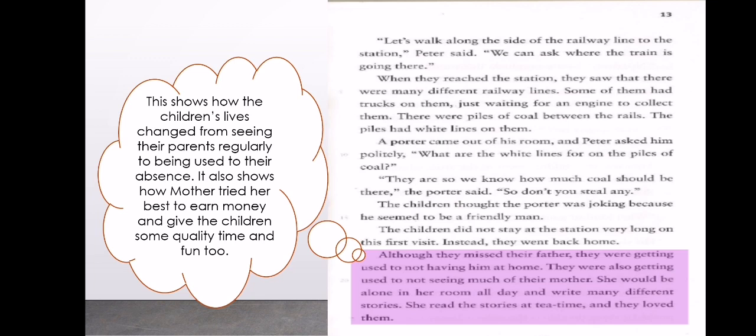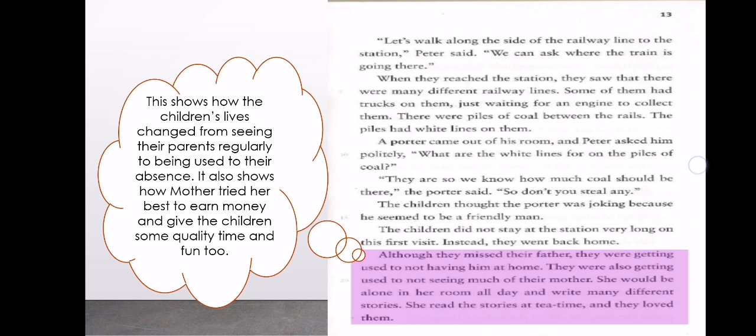Next, in page 13, lines starting from 18 until you reach the end of the page. This shows how the children's lives changed from seeing their parents regularly to being used to their absence. It also shows how mother tried her best to earn money and give the children some quality time and fun too.